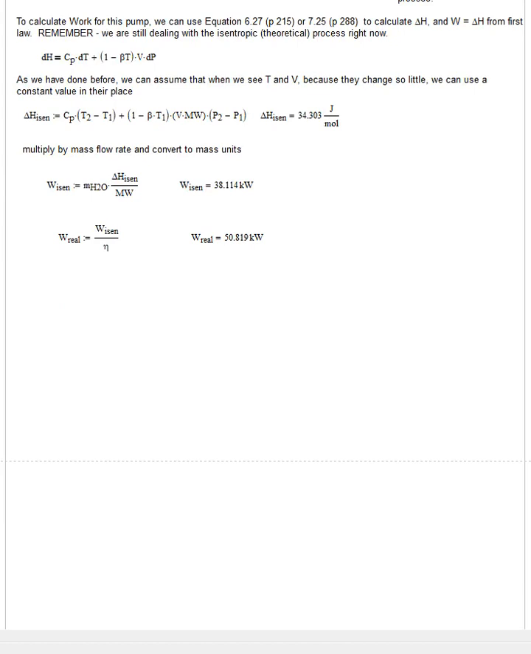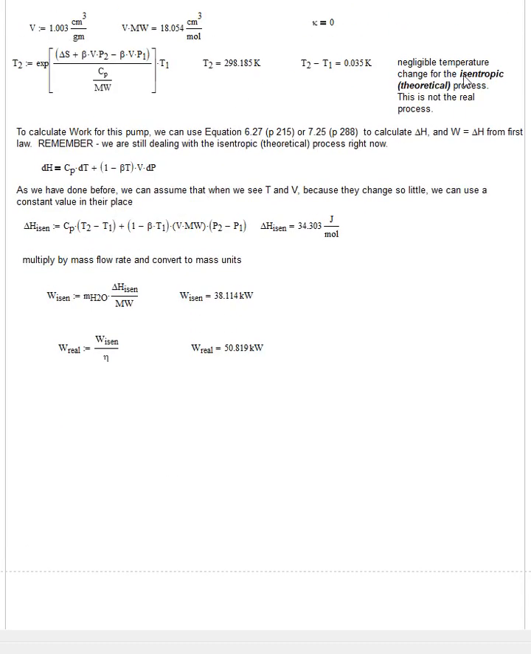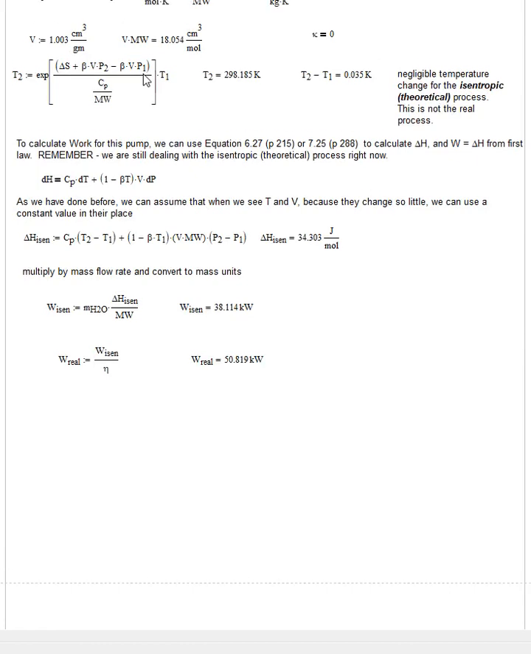Now what we need to do, remember we still haven't, your book asks you to calculate the outlet temperature. We calculated the outlet temperature for this theoretical process, the isentropic process, but we still haven't done the outlet temperature for the real process. So how do we do that? Well, we'll kind of work backwards from what we did earlier. We are going to take our work.